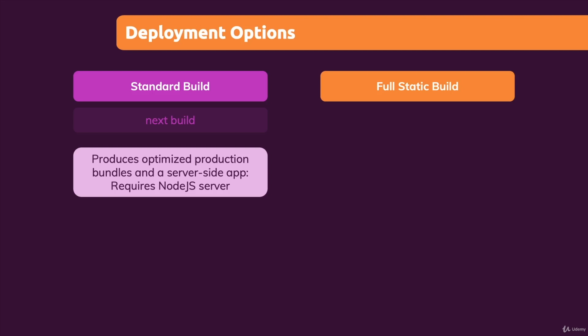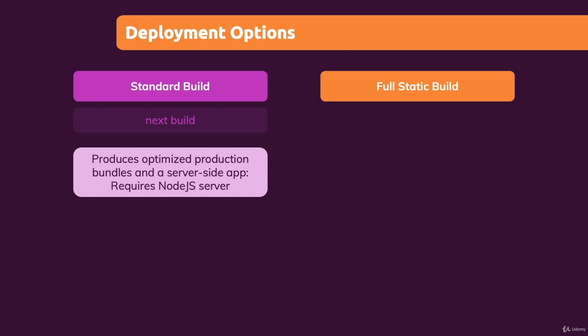The result of running next build is an output that requires a Node.js server to run it. So you can't take the output of next build and put it onto some static host. You would be able to do that for a standard React app, a non-Next.js app, but because Next.js has these built-in server-side capabilities, like pre-rendering pages on the fly on the server, revalidating pages, API routes. Because it has these server-side features, it needs a Node.js server to run that code.